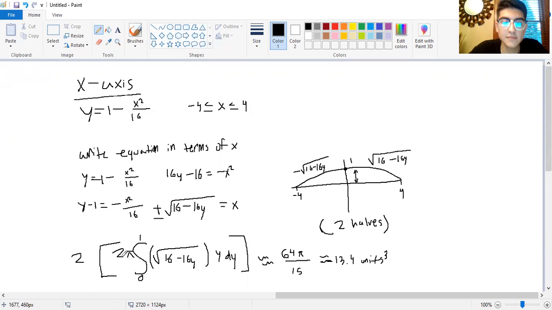So I have 2 times 2 pi, like in my regular equation, from 0 to 1, not -4 to 4, because even though it's on my x-axis, I'm measuring only my y's. I have my radius, the square root of 16 minus 16y, times y, times dy, and that's my thickness, that's the changing part. Then I got approximately 64 pi over 15, which is ultimately 13.4 units to the power of 3. All right, thank you.